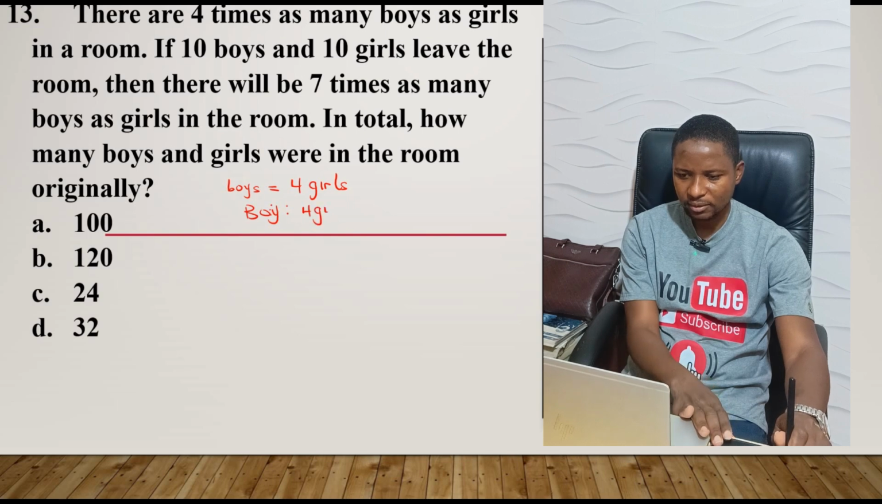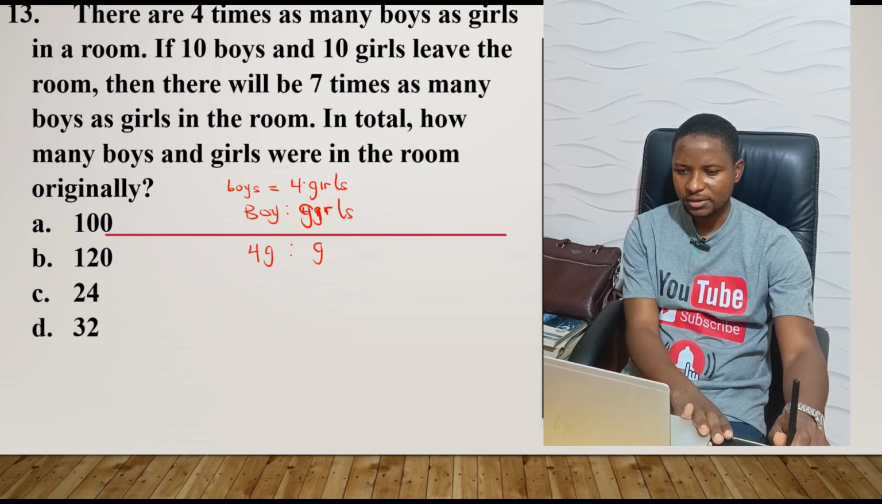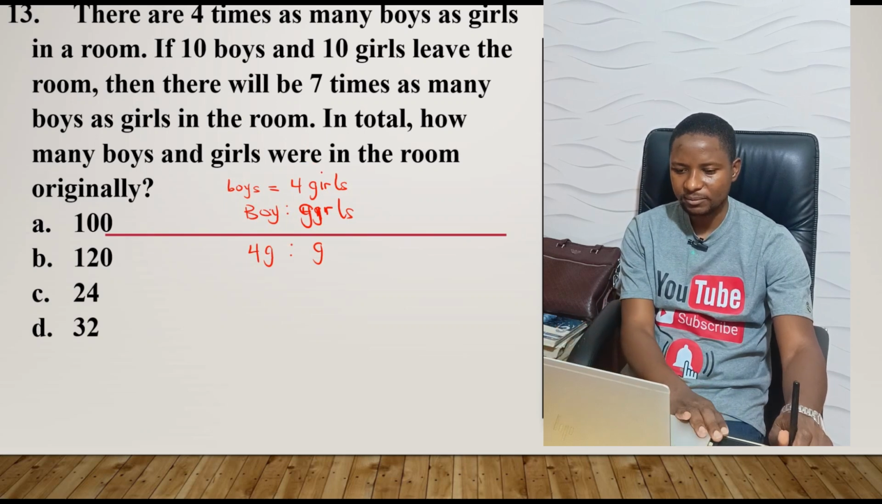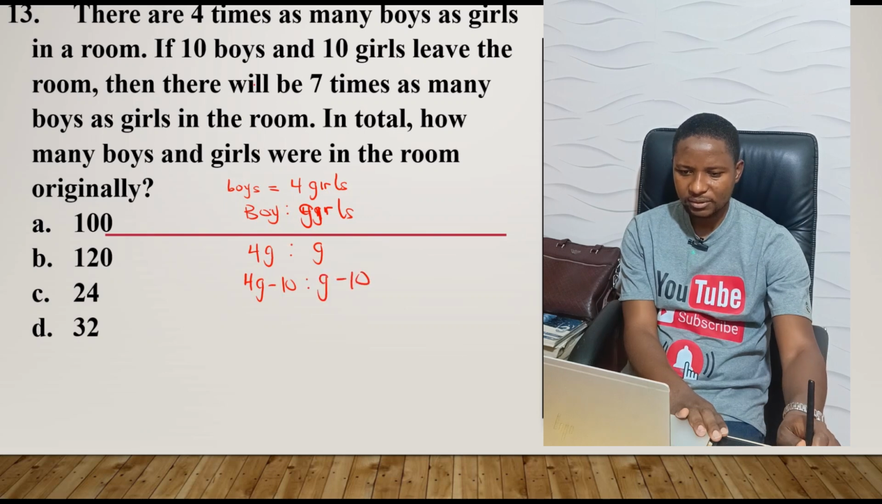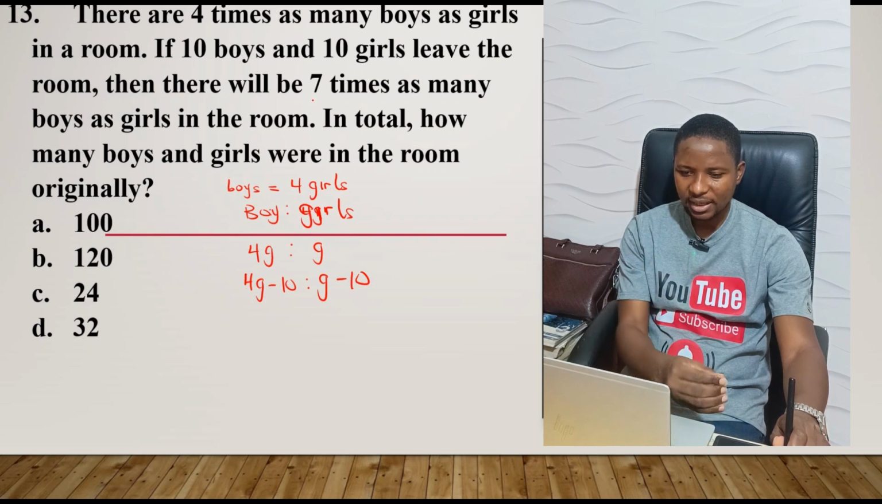Sorry, the boys to girls ratio. If the girls are G, then the boys will be 4G. That is the first statement. The second statement says 10 boys and 10 girls leave the room. So after they leave, what I have is 4G minus 10, and the other will be G minus 10.